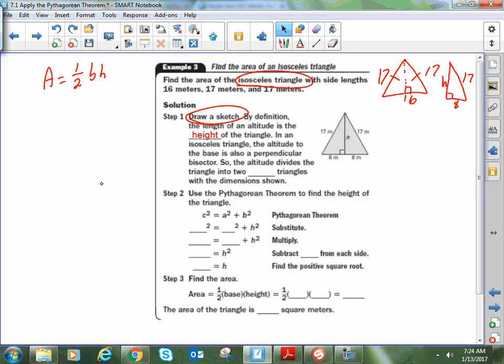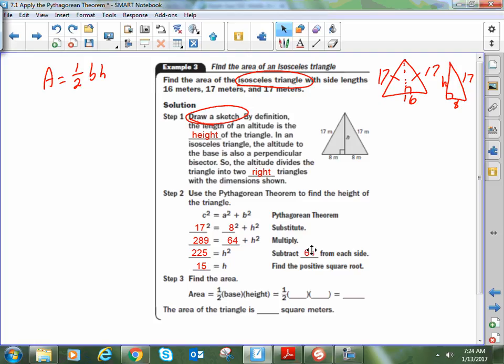By definition, the altitude of the isosceles triangle from the vertex angle bisects the base into two congruent right triangles. Using the Pythagorean theorem, in this case, substituting our values, we're going to get a height of the right triangle, in this case, to be 15 meters.